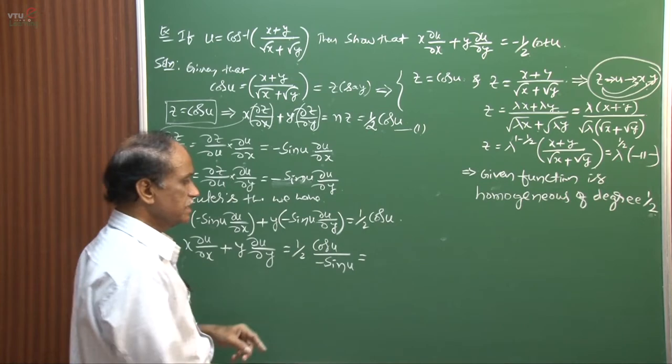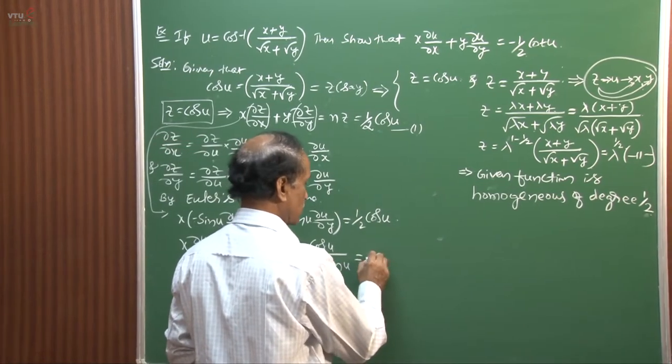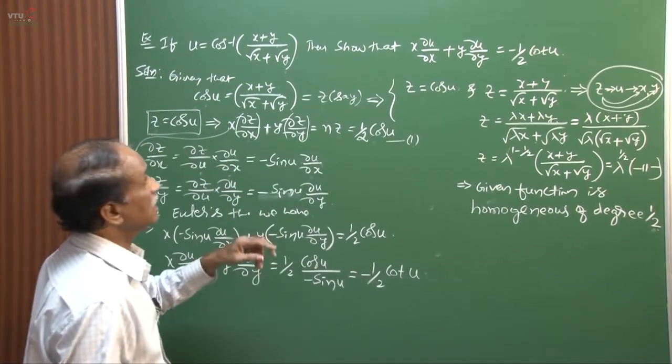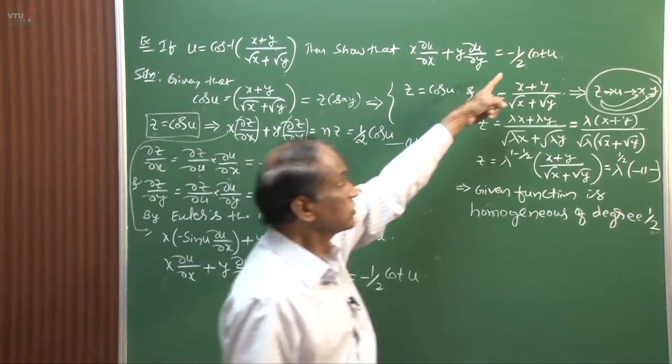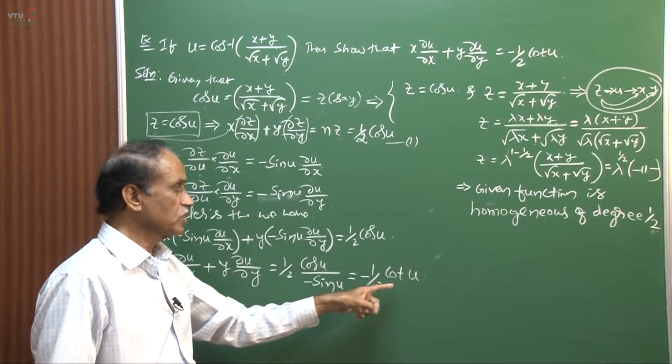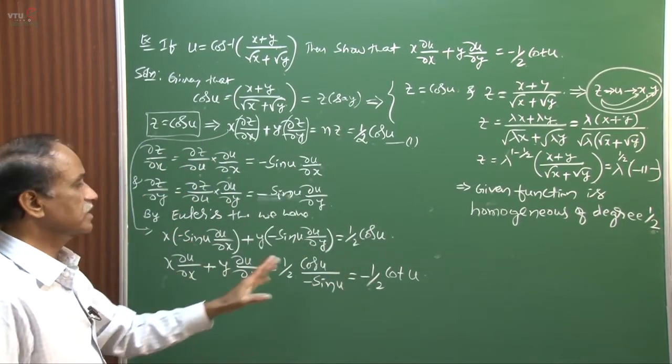What is cos by sin? That is cot u, with the minus sign. What is your answer? Minus 1 by 2 cot u, that we have proved. Minus 1 by 2 cot u, that means cos u divided by sin u.